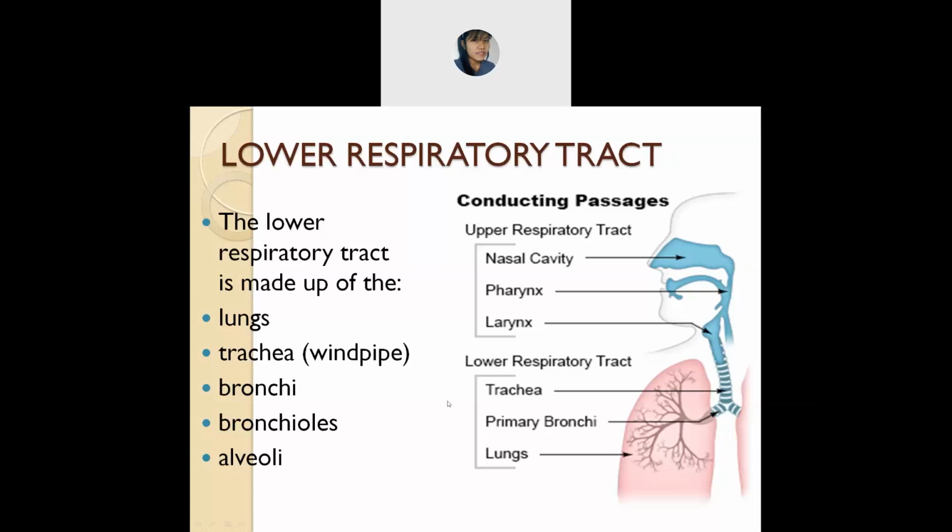First is lungs. Okay, so this is your lungs. Next is trachea. This is the trachea, it is also known as bronchi.